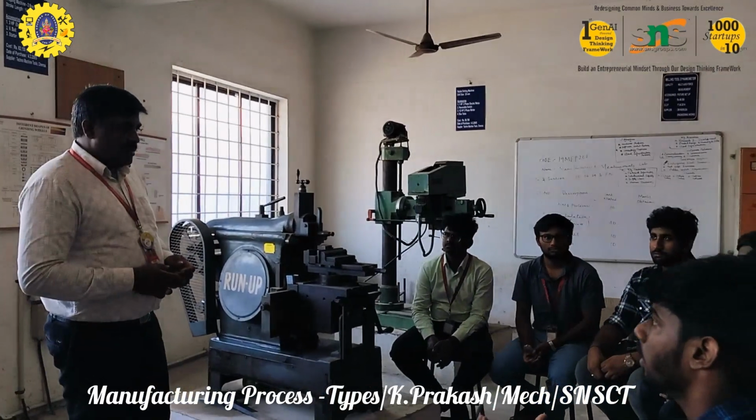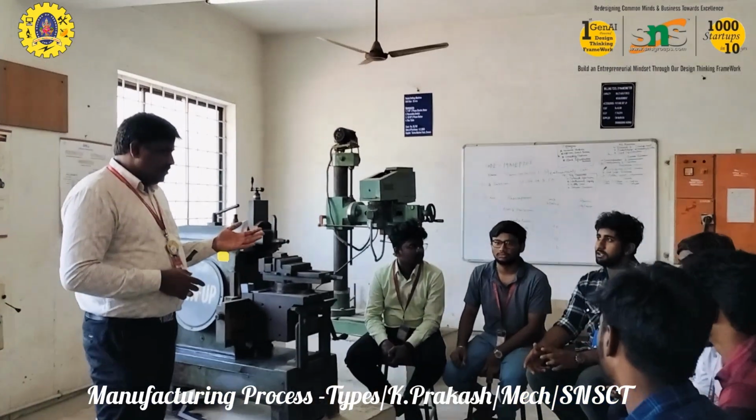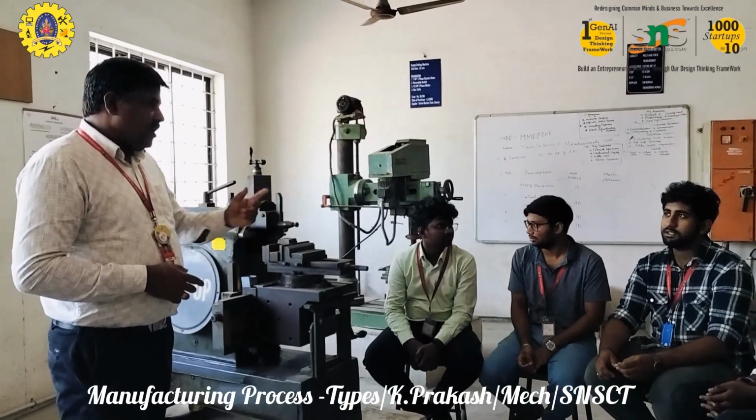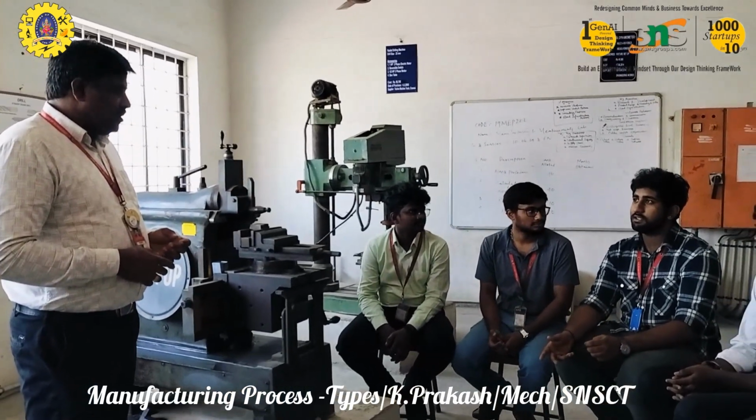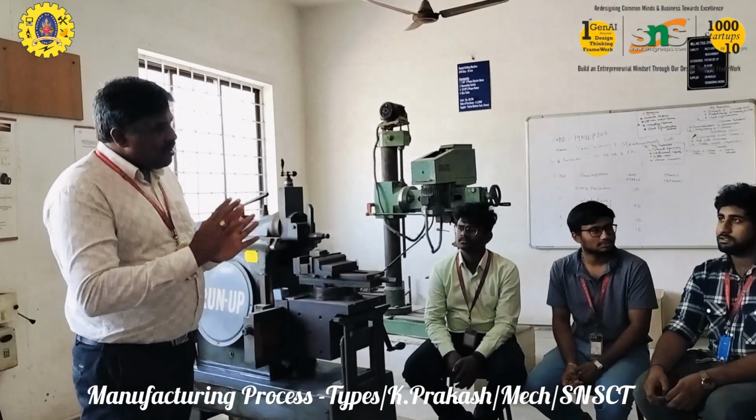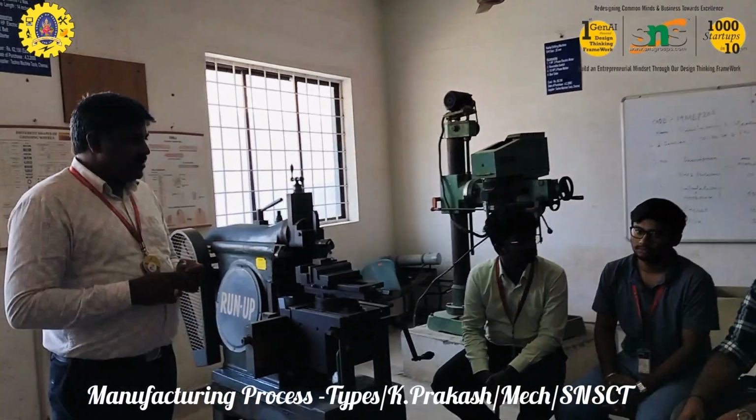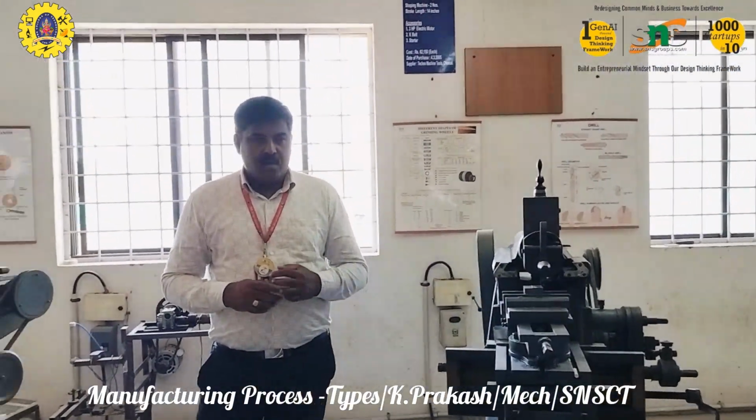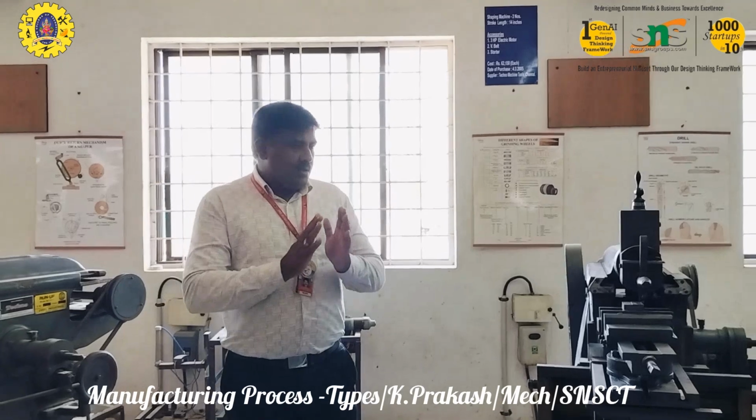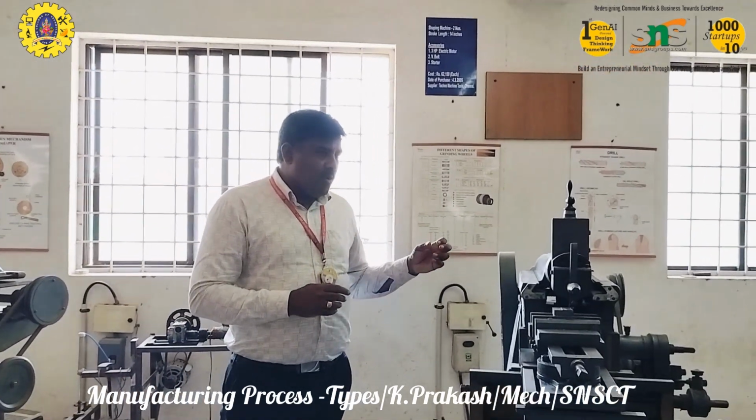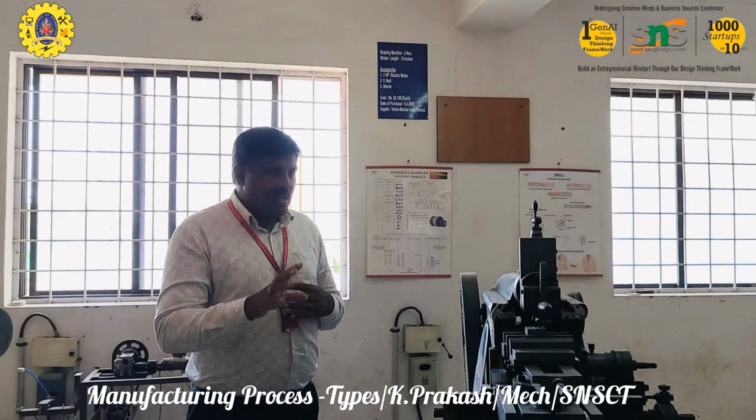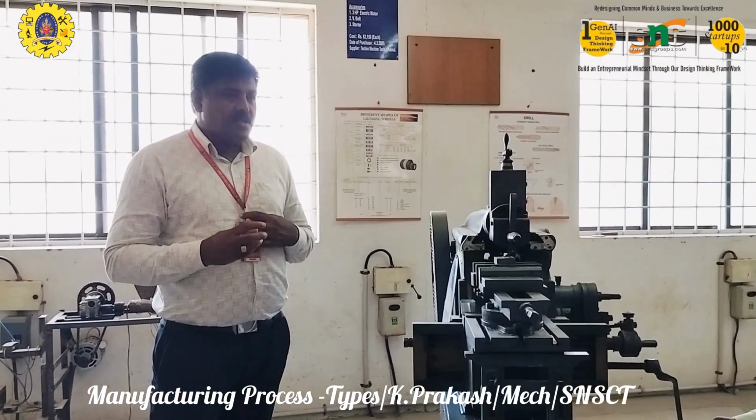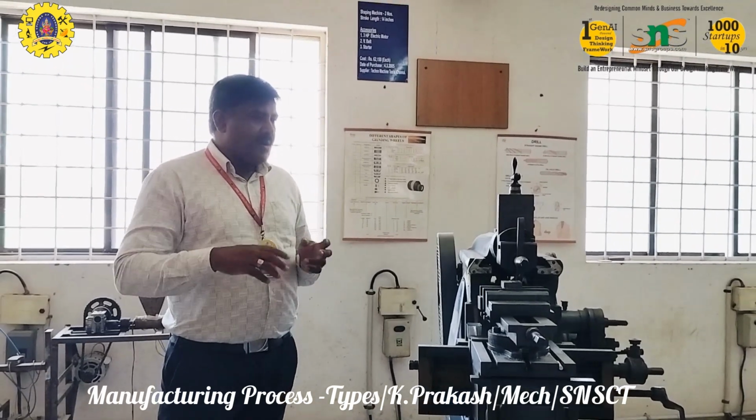Centers itself, sir. Very good. A 3-jaw chuck can be centered by itself. So why are we going for 3-jaw and 4-jaw? Size and dimensions. If the size is uniform, we can hold it in a 3-jaw chuck. It is called self-centering. Whereas if we go for a 4-jaw chuck, irregular objects can be kept and centered.